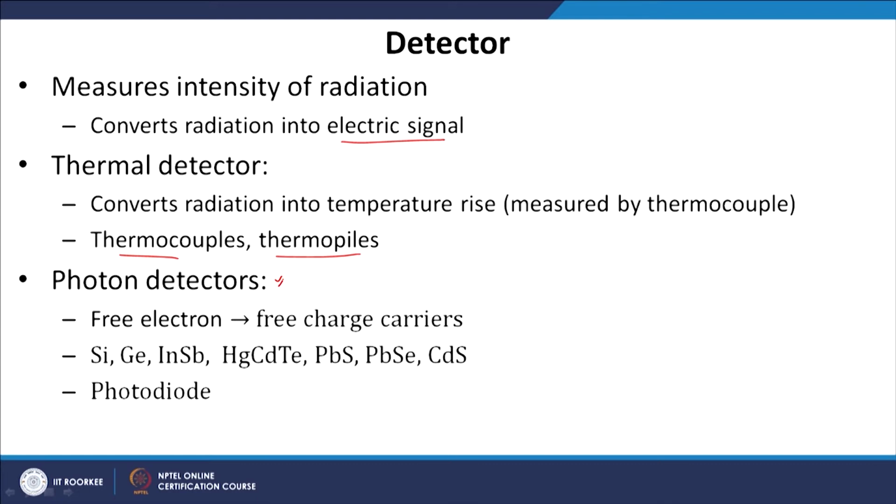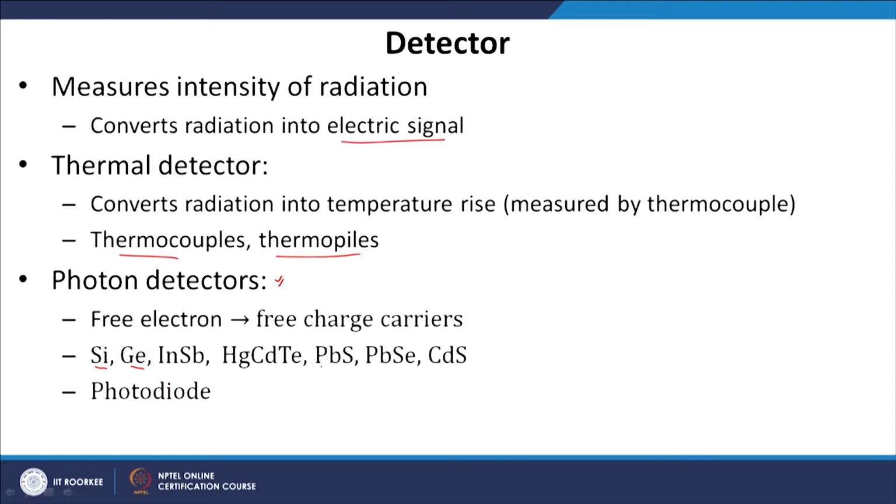Now, more advanced detectors are based on photon detectors. In this we have free electrons, and based on the amount of radiation absorbed, different amounts of free charge carriers will be present in these materials. We have silicon, germanium, and also lead sulphide, lead selenide, cadmium sulphide. These types of materials can also be used for detectors. They absorb radiation and convert it into a pool of free charge carriers, which leads to the formation of current, and that can be measured electrically. A photodiode is the simplest example of a photon detector.